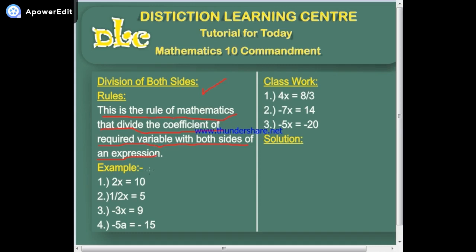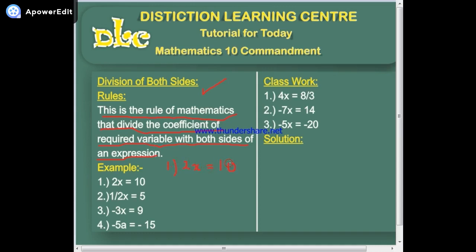Now, let's try to explain this example. At the end of this example, I have strong assurance that you'll be able to understand it well, and any question you see pertaining to division of both sides, you'll be able to give justice to it. Now, let's start from question 1. Question 1 says 2x equal to 10.